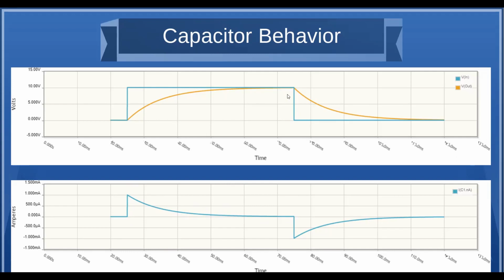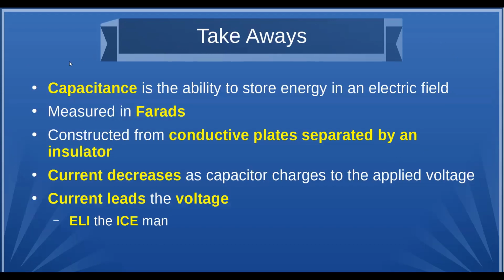And that's why a capacitor at DC can actually act as an insulator or block DC voltage, which you use a lot of times in circuits. Okay, so capacitance, test question, is the ability to store energy in an electric field, measured in farads, constructed from conductive plates separated by an insulator.